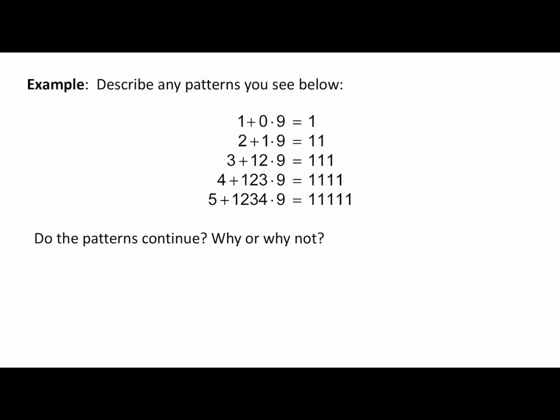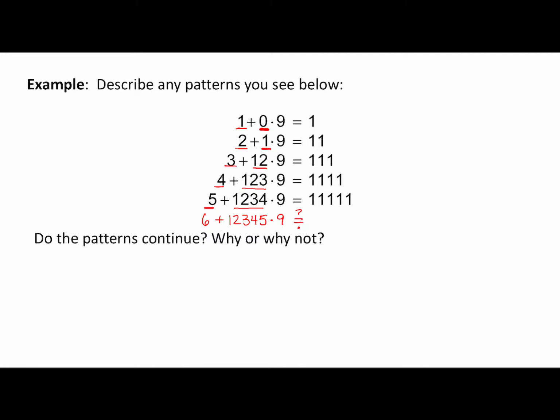Well, the number that we're adding each time is increasing by 1. So we would expect the next term to be a 6 plus. Now let's see what's happening here. I've got 0, then 1, then 1, 2, then 1, 2, 3, then 1, 2, 3, 4. So we would expect this one to be 1, 2, 3, 4, 5 multiplied by 9.